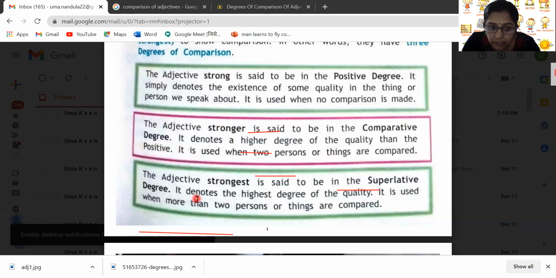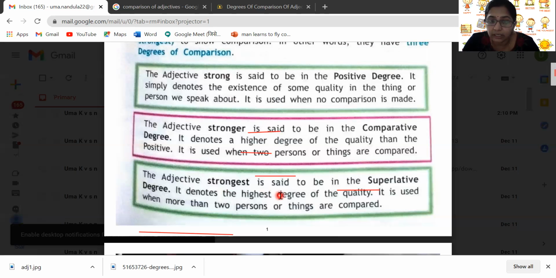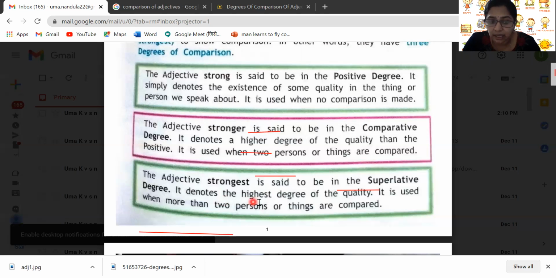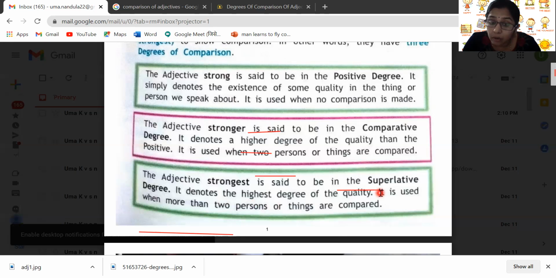What about the third degree? The adjective "strongest" is said to be in the superlative degree, and it denotes the highest degree of quality of all the three: positive, comparative, superlative. The superlative degree is the highest, and it is used when more than two persons or things are compared. Now, when is the superlative degree used, children? When more than two persons are involved. Suppose I'm talking about a group of children. I will say that Ramesh is the tallest boy in the group. It means the highest degree, he is the tallest boy. So I will be using the superlative degree.